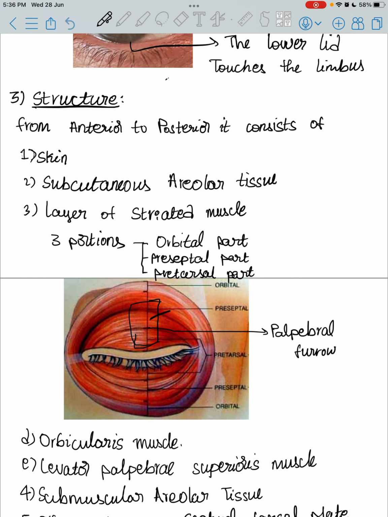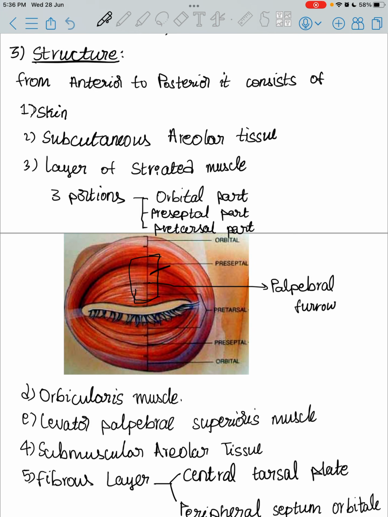Then the preseptal part is present anterior to the septum orbitale and is loosely attached to it. At the junction of the preseptal part and the pretarsal part, a palpebral furrow is formed, as hand drawn in the diagram.